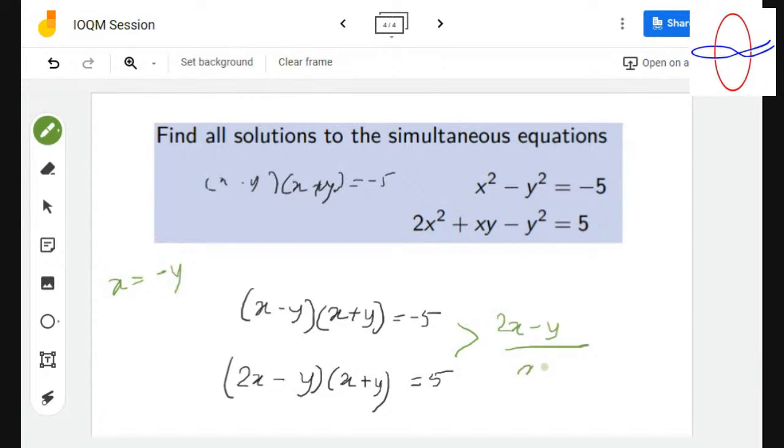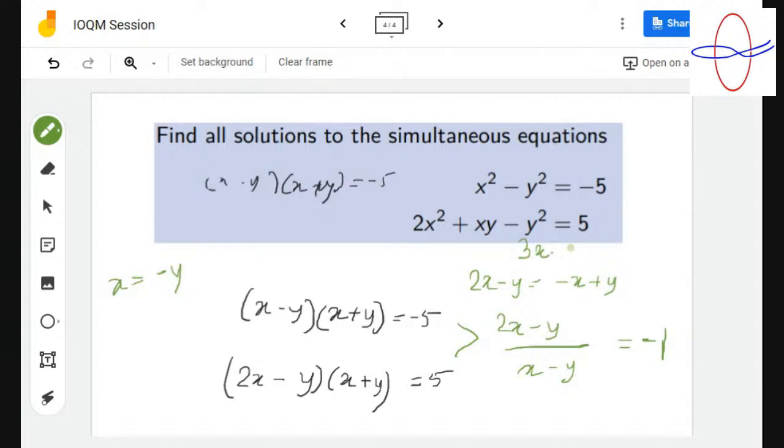x minus y is equal to minus 1, right? We got this, guys, right? So if you simply solve it, you will get that twice x minus y is equal to minus x plus y, okay? So you will get that 3x is equal to 2y.